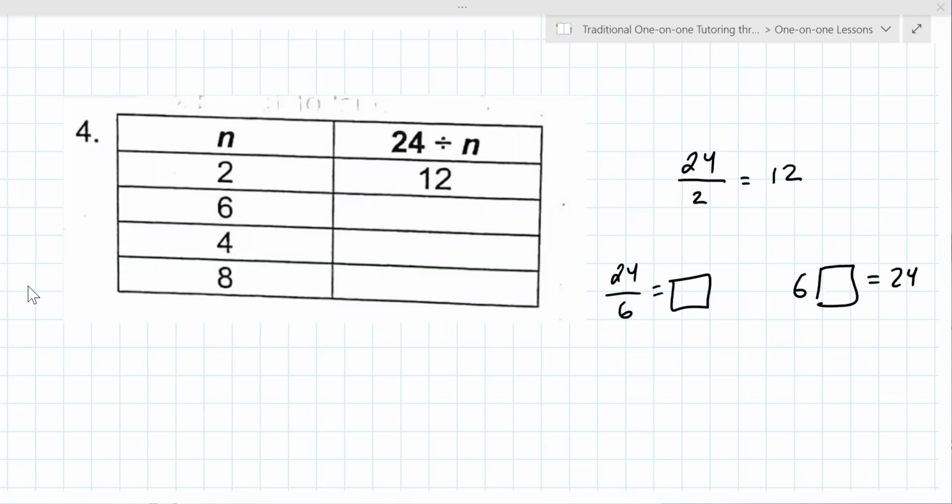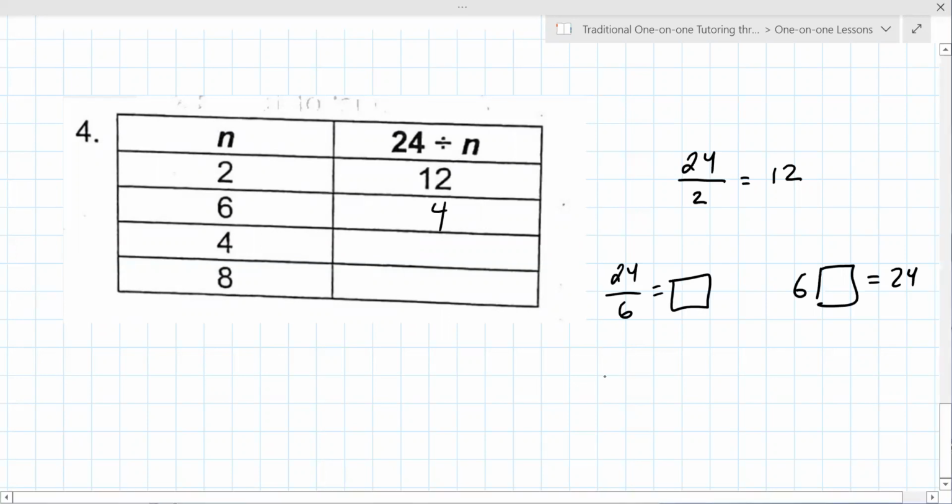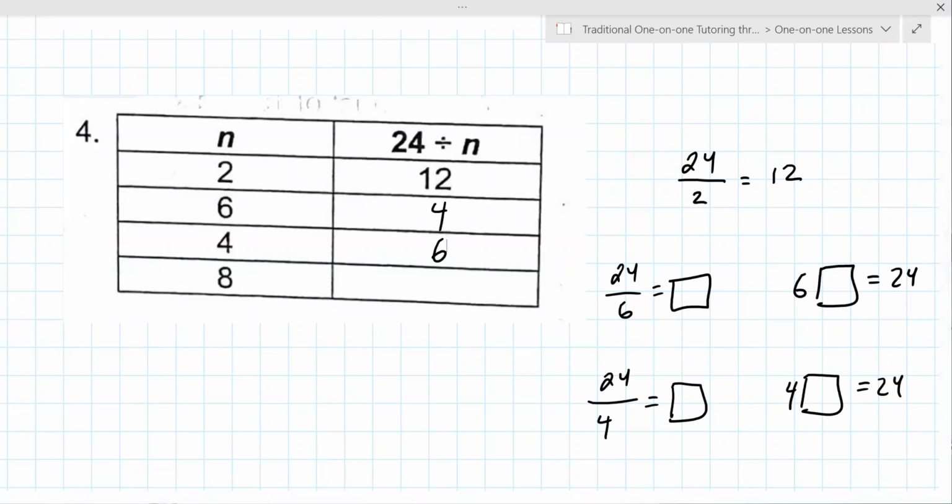Four? I don't know. You talking about for the next one? Yes, it's 4. Yes, keep going. 24 over 4. Is 4 times some number is 24. 6. Good. Go ahead and try that last one on your own, please. 3. It is 3. Good.